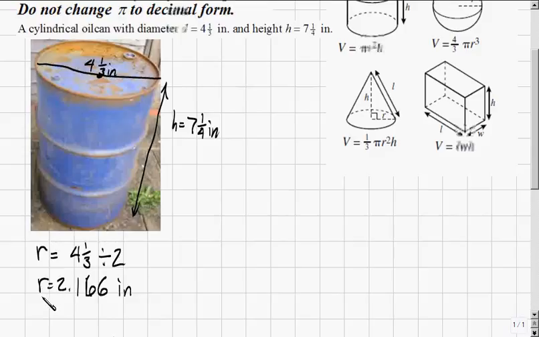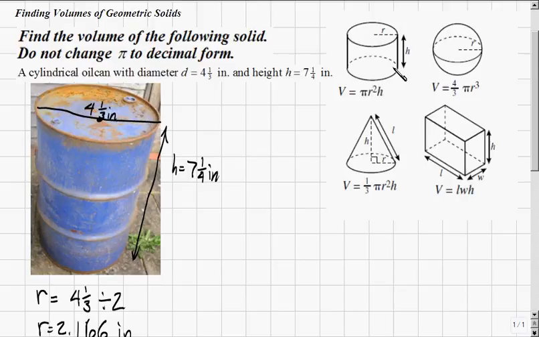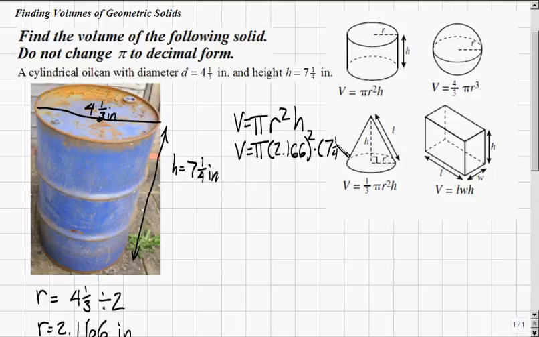Let's use what the radius is and what the height is to find the volume of our cylinder. We'll first write the formula down, V equals pi r squared times h, and plug in our radius and our height. So the volume would be pi times the radius we said was 2.166 squared multiplied by the height of 7 1/4. The directions tell us not to change pi, so we'll write pi at the end of our answer. So our volume is 2.166 squared multiplied by 7 1/4 with a pi at the end.